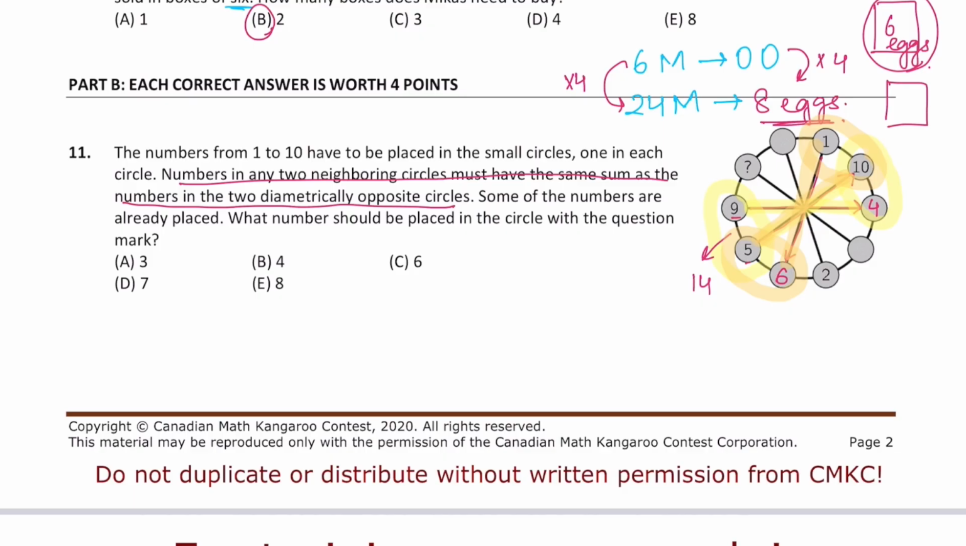Now, let's do another one. We have 6 and 2, right? Opposite to 6 is 1. Opposite to 2 is something else, right? So 6 plus 2 is 8, and 1 plus 7 is 8. So we put 7 over there.